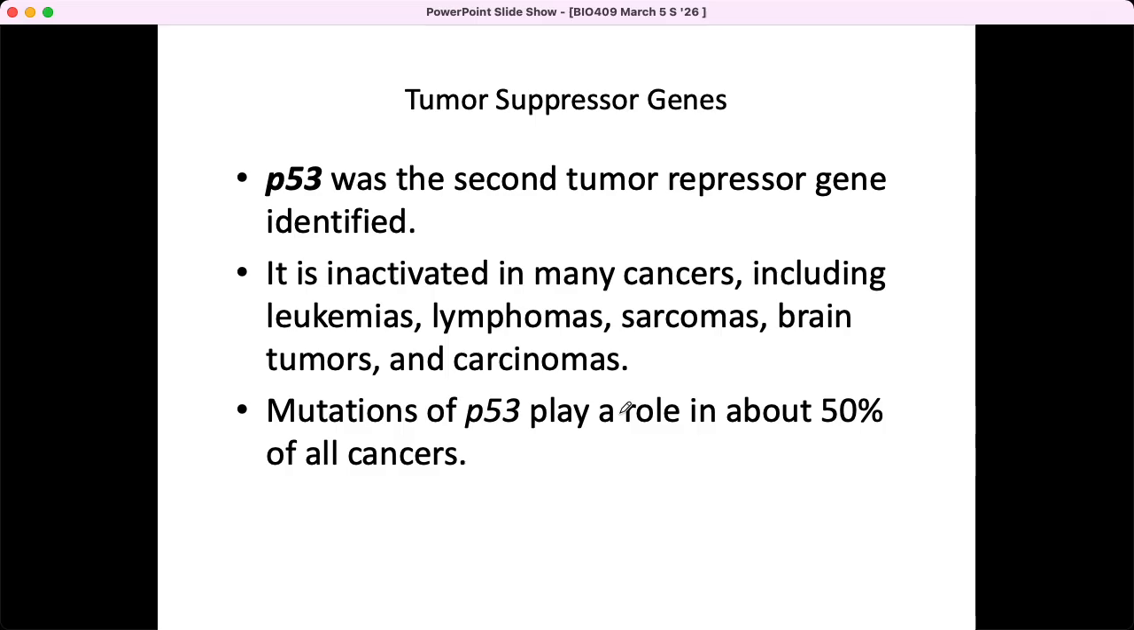And so it's inactivated in many cancers. Lots of times cancers have a mutation where the P53 gene is inactivated. How often? Mutations in P53 play a role in about 50% of all cancer. It's a tumor suppressor. It's not causing the cancer. It's the brakes, and you're not using the brakes, right?